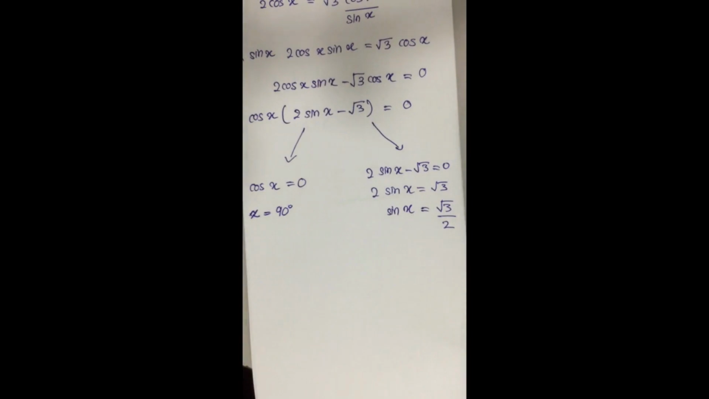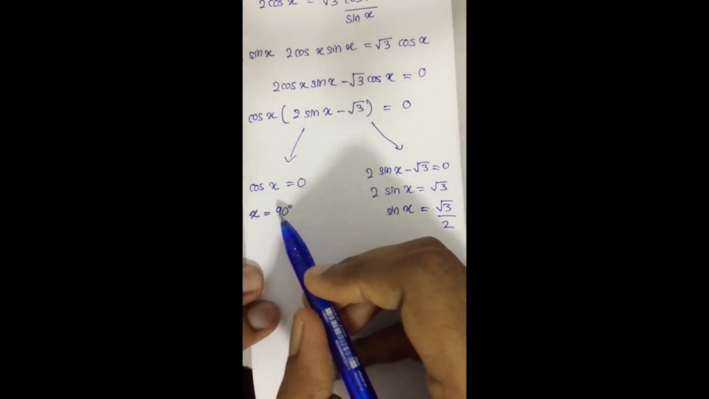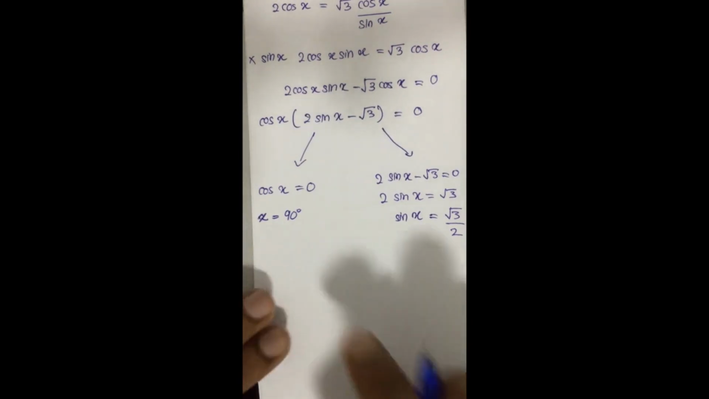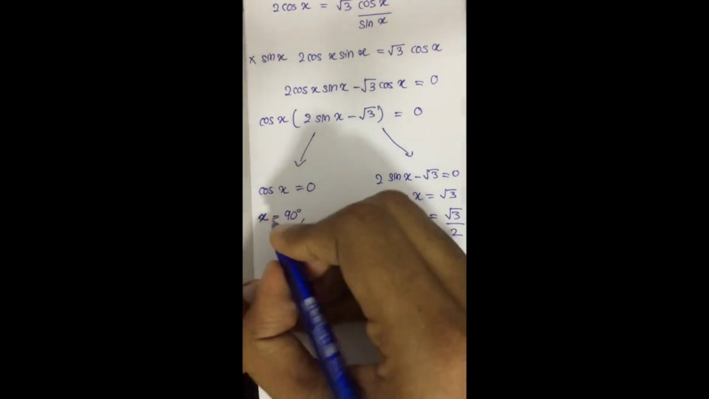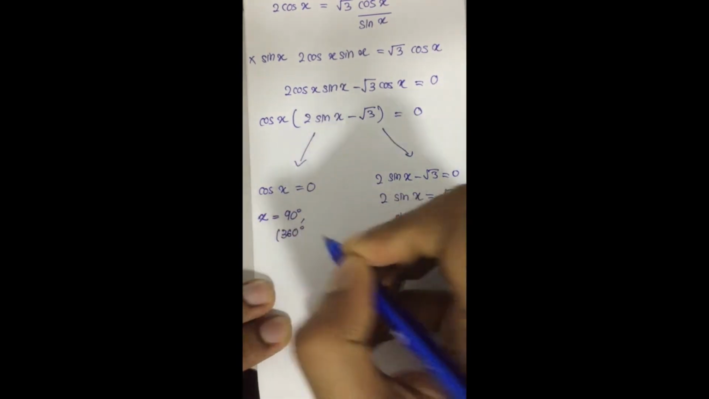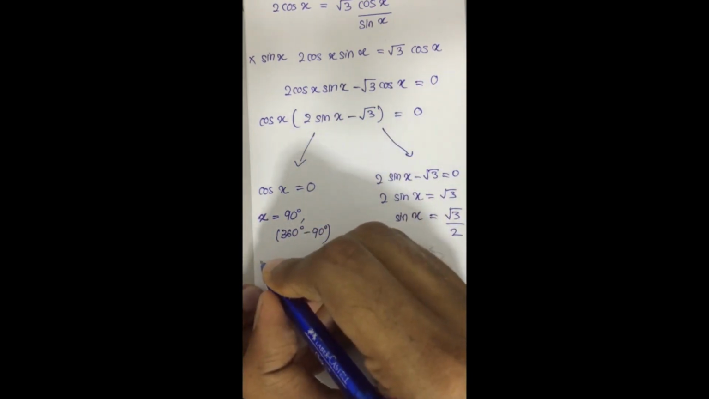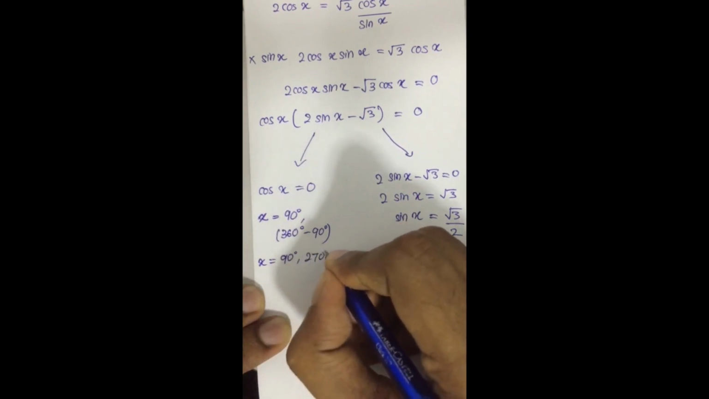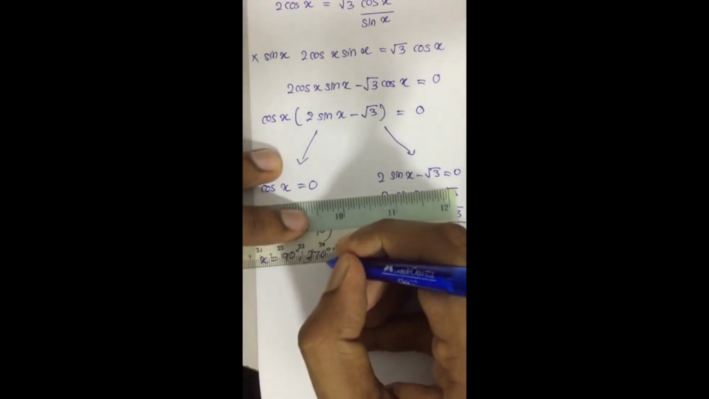But remember that we are looking for the range of 0 degree up to 360 degree. Cosine is positive in the first quadrant and fourth quadrant, guys. First quadrant is 90 degree. For the fourth quadrant, you need to add another solution: 360 degree minus 90 degree. So you have x equals to 90 degree and then 270 degree. So this is the first set of answers.